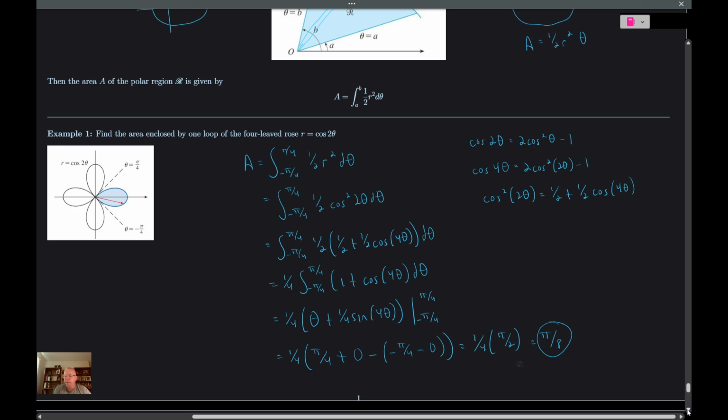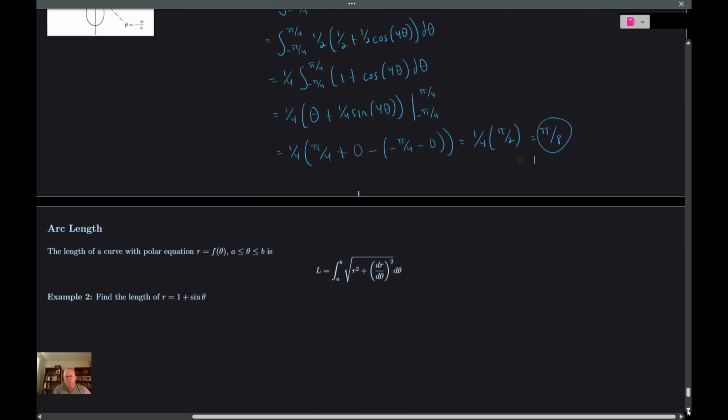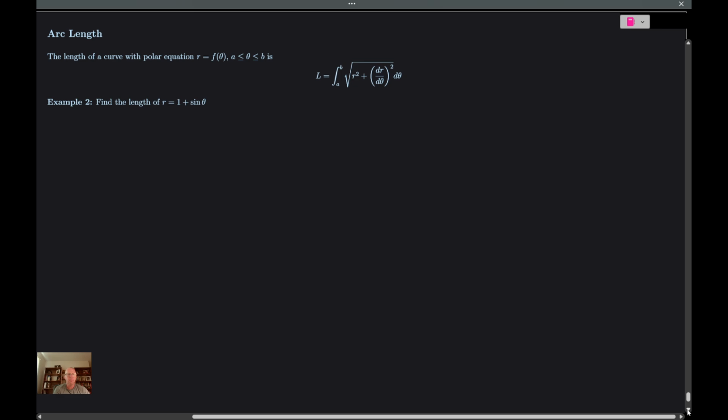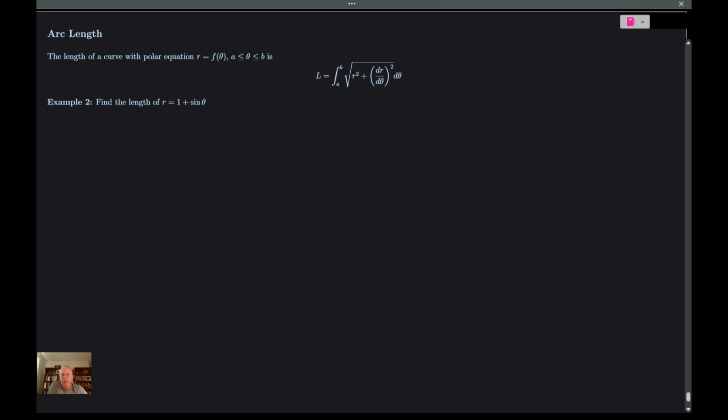All right, then the next thing and the last thing in this section, it's a very short section, is arc length. So we have the arc length of this polar equation is going to be the integral from a to b of the square root of r squared plus dr d theta squared, and we're integrating with respect to theta. We can derive this from the arc length formula that we saw earlier in the course, but I won't do that now.